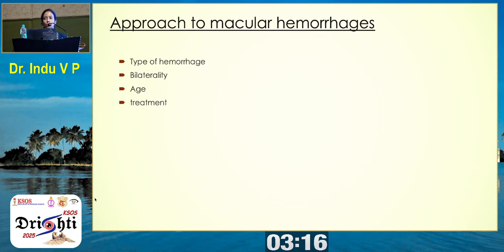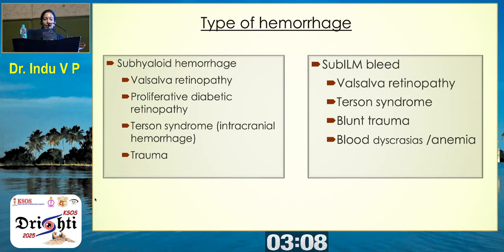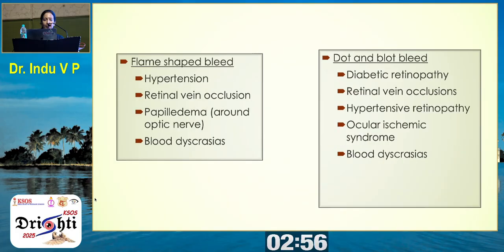Now, coming to the approach to macular hemorrhages, here you have to consider the type of the hemorrhage, the bilaterality, the age, and what treatment you are going to give. Depending upon the type of hemorrhage, subhyaloid and sub-ILM bleeds usually have a similar pathology. They're most commonly caused by Valsalva retinopathy, PDR, Terson syndrome, trauma, and blood dyscrasias.